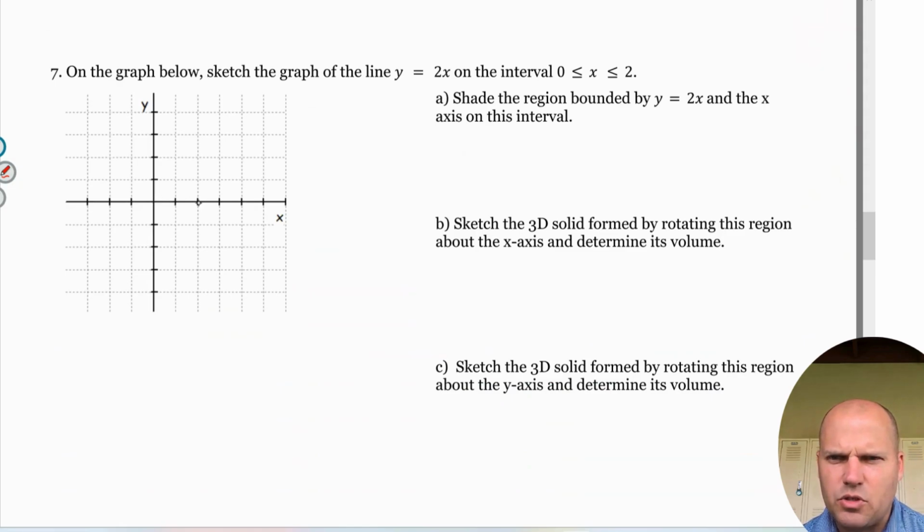Y equals 2x from 0 to 2. 2x goes to 4. So you could also do xy. If x is 0, y is 0. If x is 2, y is 4. Got the point 2, 4. I got this line.